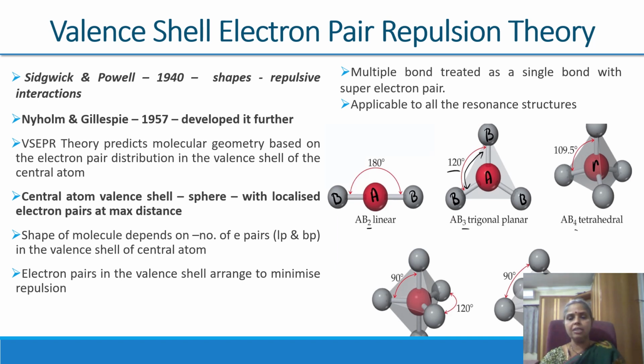Applicable to all the resonance structures. Just as we said, Lewis structures can be drawn for all the canonical forms or all the resonance structures. You get resonance structures from Lewis structures only actually. So this theory is applicable to all the resonance structures that are possible.